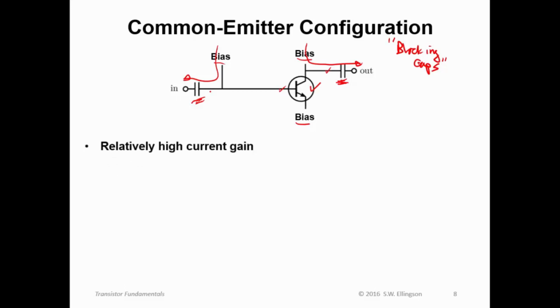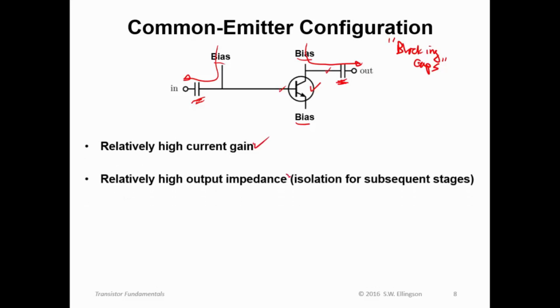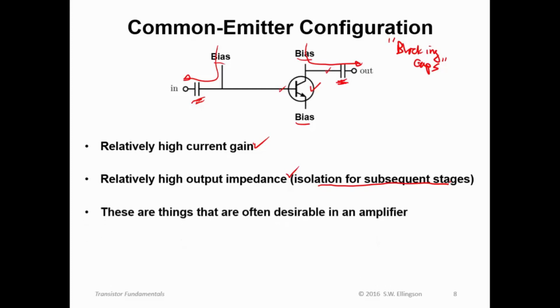In the common emitter configuration, BJTs have relatively high current gain. They have relatively high output impedance, which is useful for isolation from subsequent stages. That reduces the tendency of subsequent stages to interact. And these, of course, are things that are often desirable in an amplifier. These concepts should not be completely new to you. They're standard ideas for a wide range of applications, including relatively low frequency design.